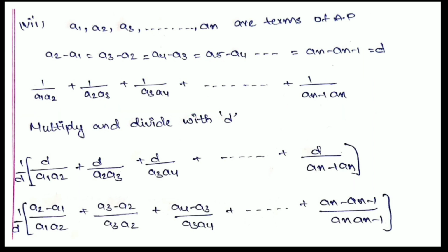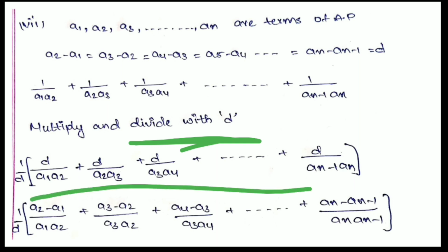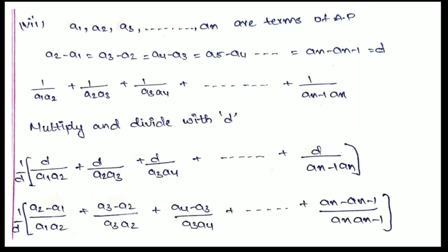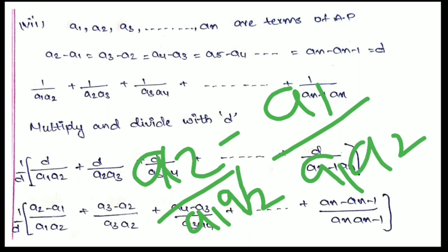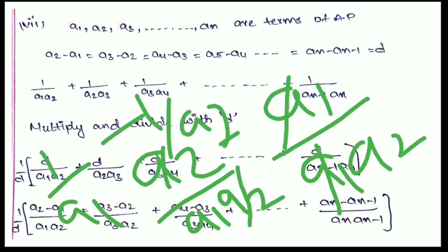Let us multiply and divide it with d: 1/d into [d/(a1 a2) + d/(a2 a3) + d/(a3 a4) + and so on, d/(a(n−1) an)]. We can write d as a2 − a1, and this d as a3 − a2, so the last one d as an − a(n−1). When we write like this, (a2 − a1)/(a1 a2), here a2 gets cancelled with a2 and a1 gets cancelled with a1. That is, we are getting 1/a1 − 1/a2.